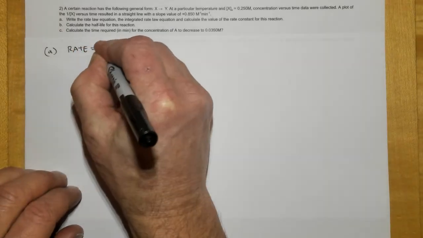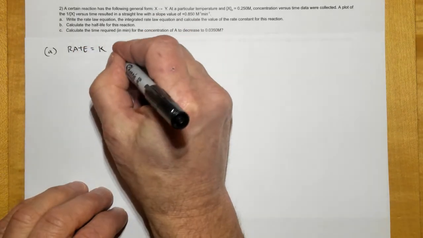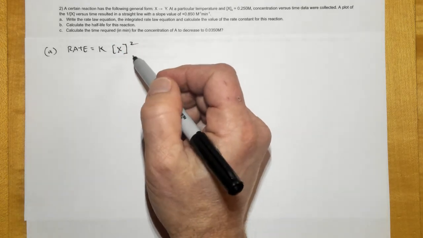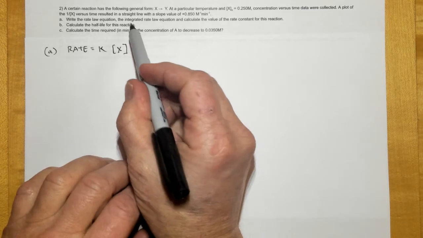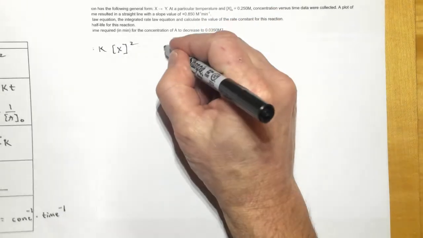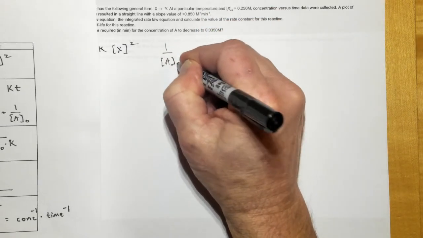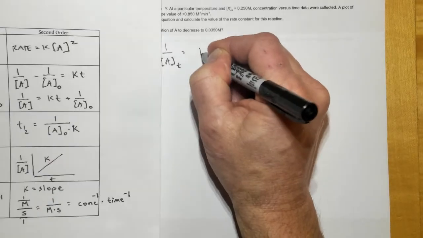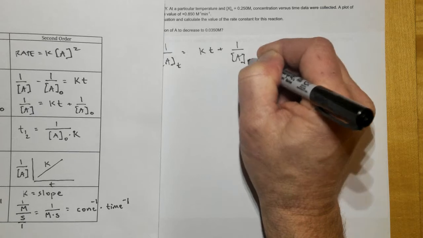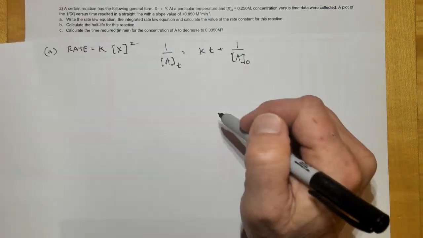So first of all, letter A, write the rate law. So rate is equal to k, and then our reactant is x, and it's going to be to the second power because we know it's a second order process. And then the integrated rate law, we copy that right off of here. So use the y equals mx plus b form right here. So 1 over A at a particular time is equal to k times t plus 1 over A original. So remember, we're doing the inverses right there.